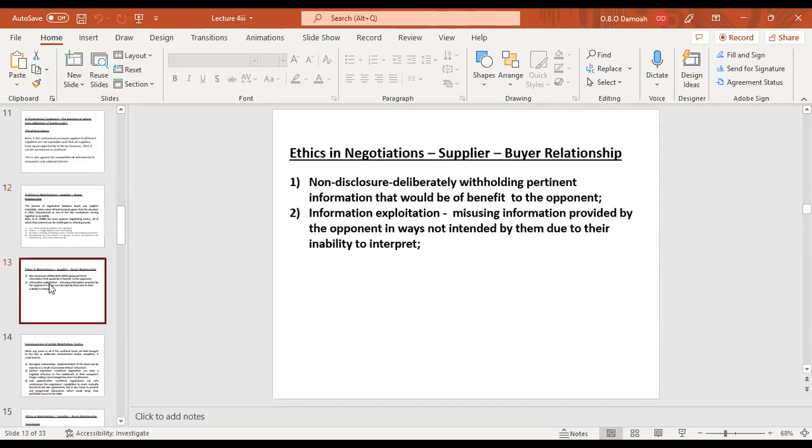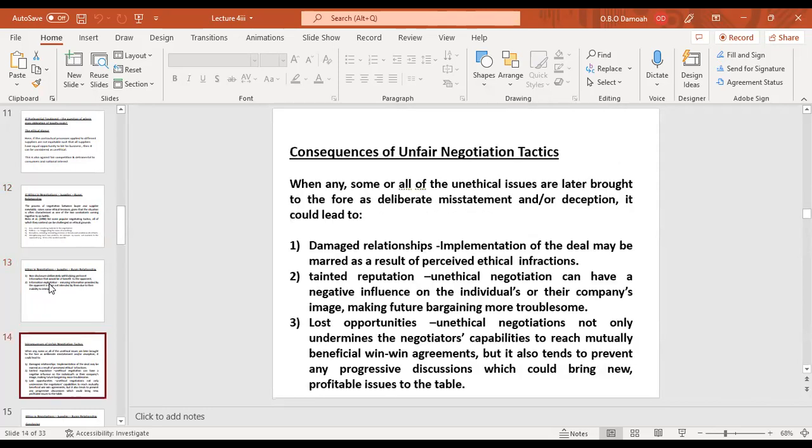And say, why is it so? These are the reasons. If we do not know that in advance and companies go on and do this, and later on their lies are found, look, it will damage the relationship. It will taint their reputation. They will never be given opportunities again going forward.